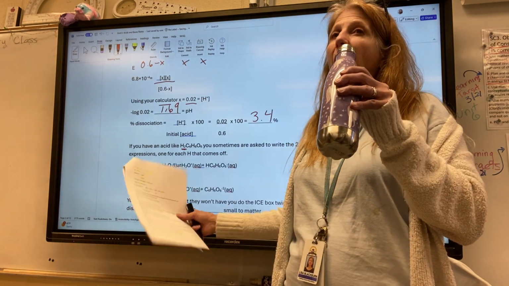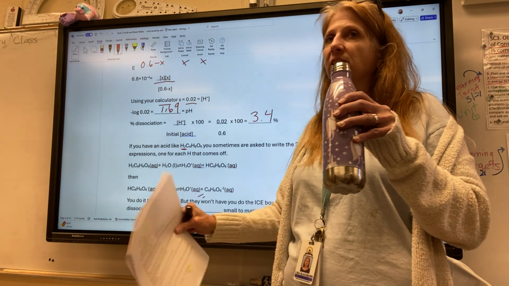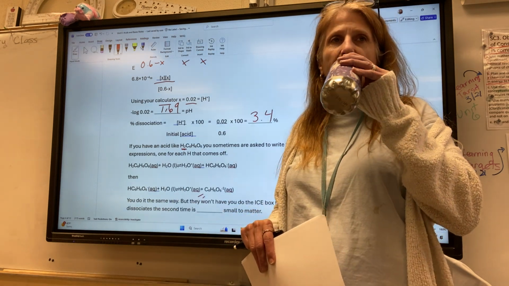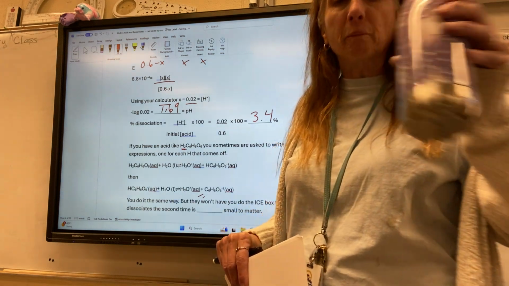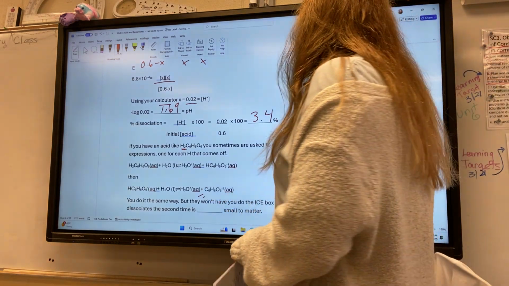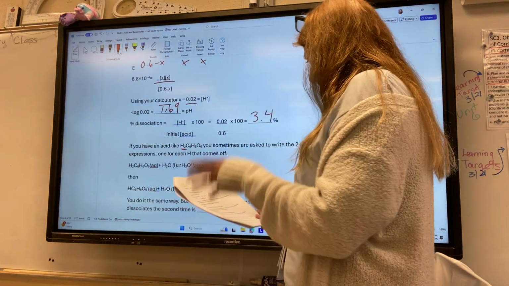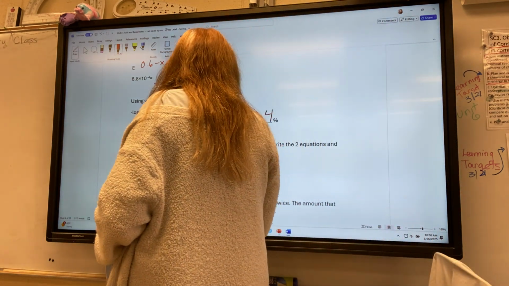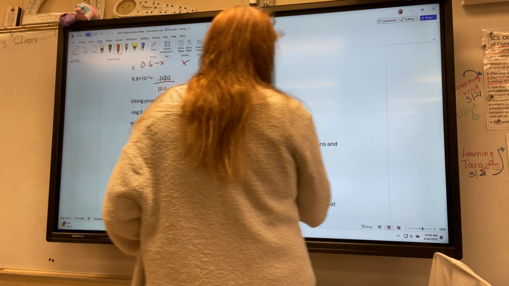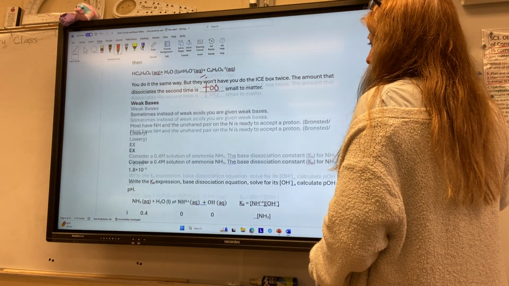But if they ask you why you don't have to do it, it's because the second H coming off does not change it with sig figs. Okay, you do it the same way, but they won't have you do the ICE table twice. The amount that dissociates the second time is too small to matter. Your number will not change. It'll be the same number. You just write it down twice.